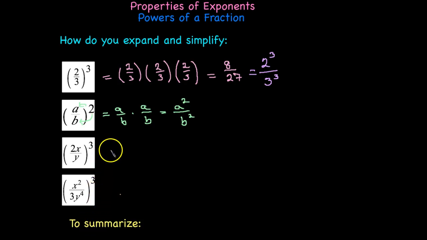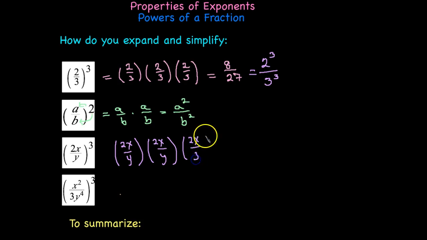If we want to start back from scratch and we don't understand it, the best thing is to always expand. So let's first expand with the 3. We know we have 2 times x over y multiplied by 2 times x over y and one more 2 times x over y. We have 3 of them.